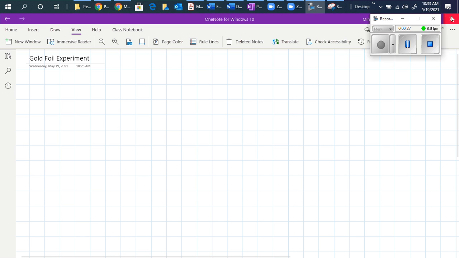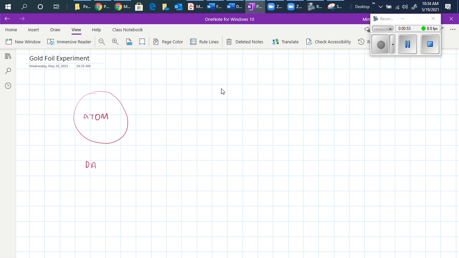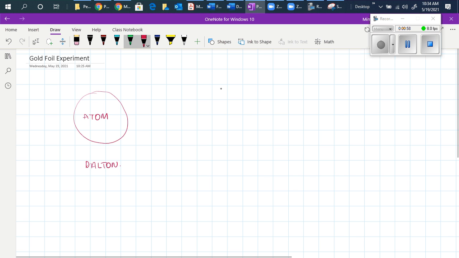Dalton was the first one to come up with a model of the atom, and he said that atoms are like small spheres that do not have any charge, and they are indivisible. So they are the same. You cannot divide them apart. So this was Dalton's model of the atom.